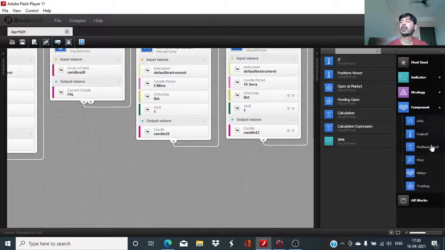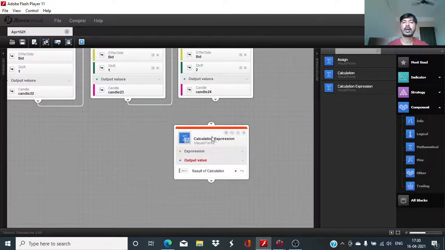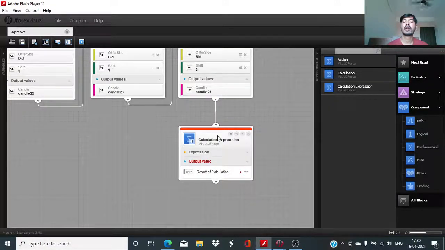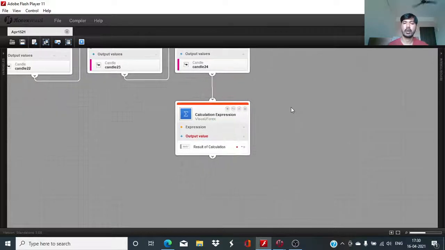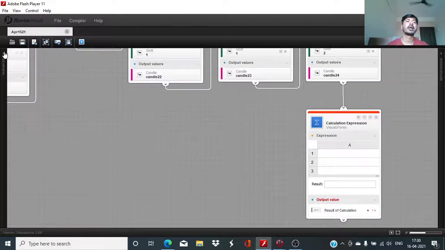And first will be the calculation expression block where I will define 20 pips, and then we will also find out the actual difference and then compare both of these values to see whether there is enough momentum or not.